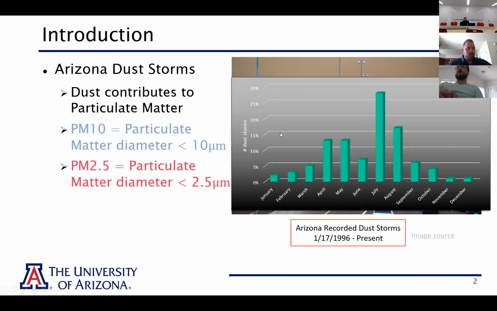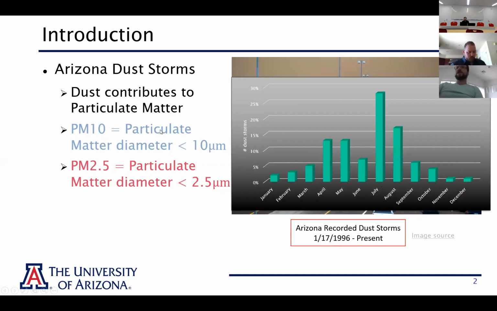I've done some frequency analysis for the dust storms from 1996 up until present, and I think the present was last year that I did this frequency analysis. Most of the dust storms are happening in July and August, and that's because we have monsoon season in July and August. And when we have a dust storm, there's a high concentration of dust in the air, which we name particulate matter.